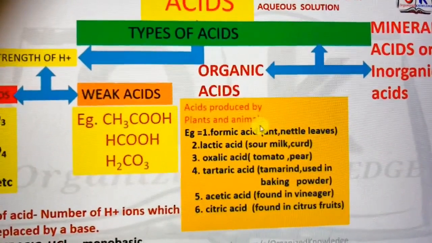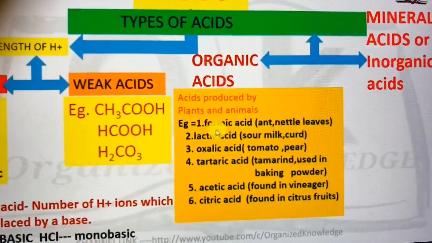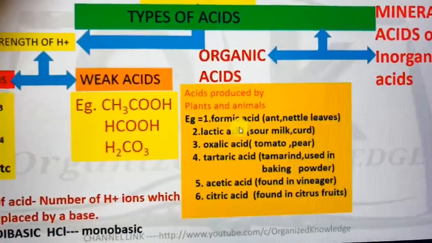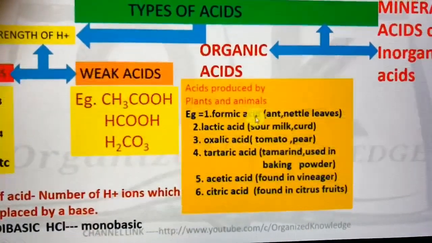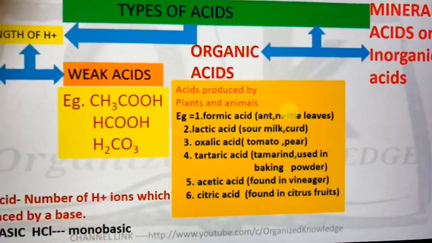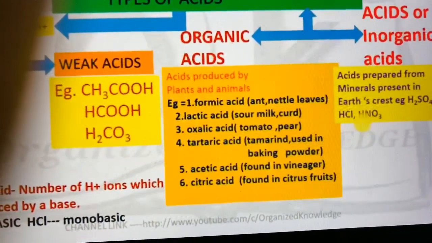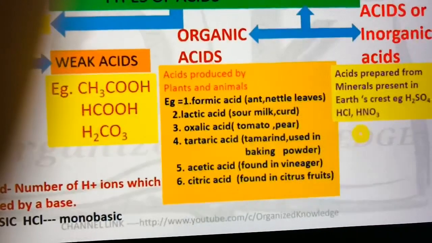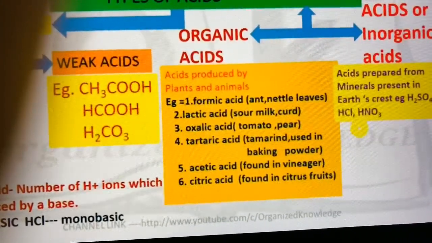Next one, students: organic acids and mineral acids. Organic acids are like formic acid, lactic acid, oxalic acid, tartaric acid, acetic acid and citric acid. Mineral acids are acids prepared from minerals present in the earth's crust, like H2SO4, HCl, HNO3, right?